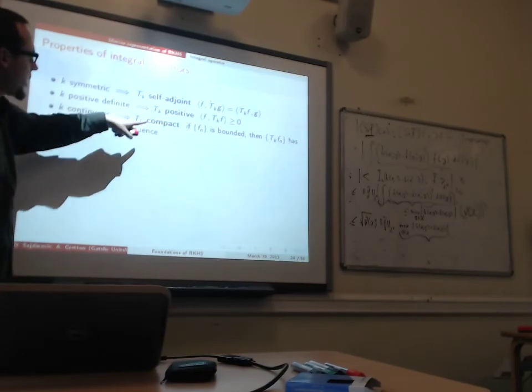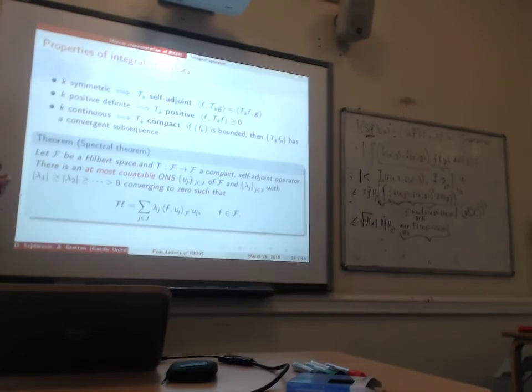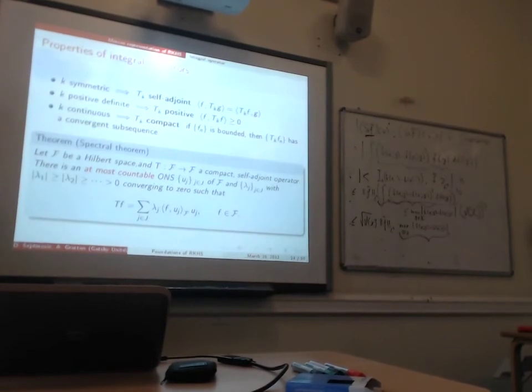We want to set the stage in order to apply a deep result from functional analysis, which is basically just a generalization of eigendecomposition to infinite dimensional spaces. So this is called spectral theory. What does it say? Well, it exactly applies in this context when we're considering compact self-adjoint operators.